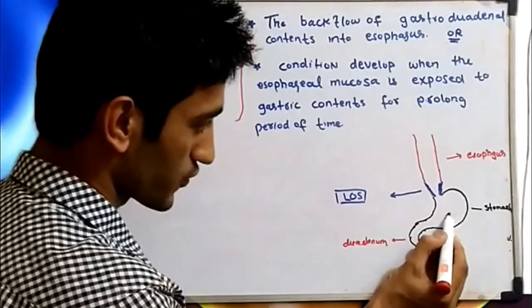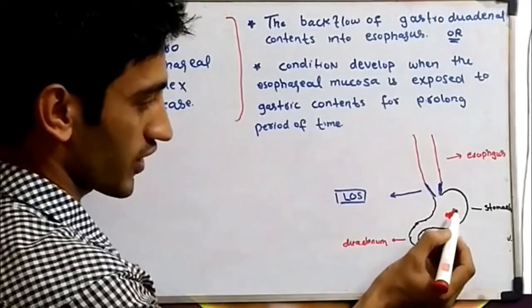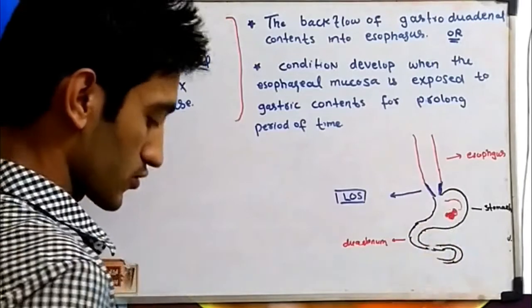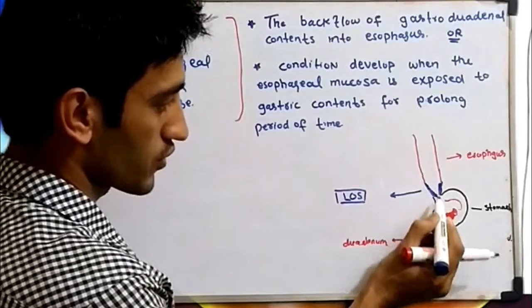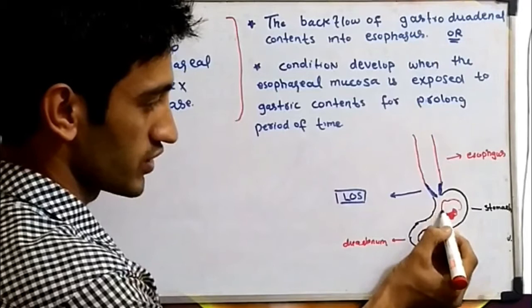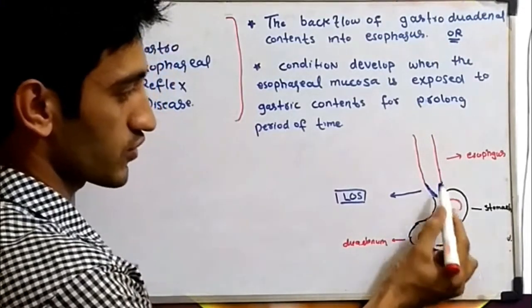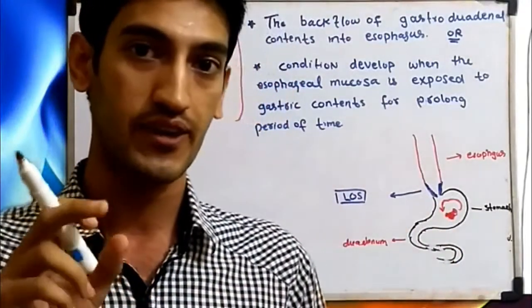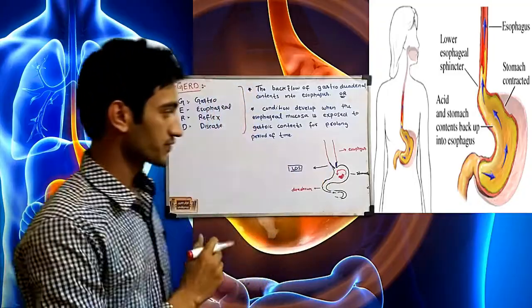Let's suppose here food is present. Whenever this food or contents try to go back to the esophagus, the lower esophageal sphincter will be closed and will not allow the contents to go into the esophagus. The function of the lower esophageal sphincter is to prevent the backflow of stomach or duodenal contents into the esophagus.